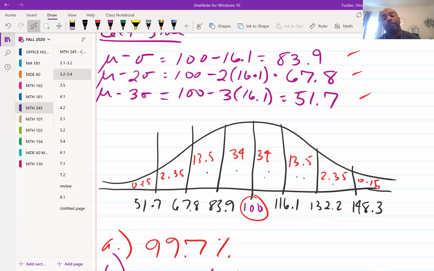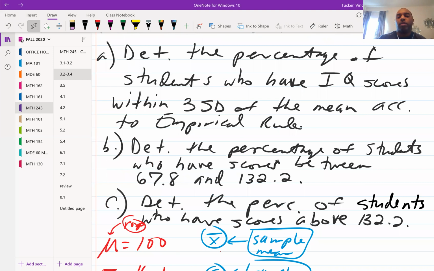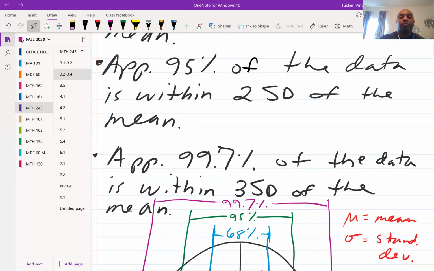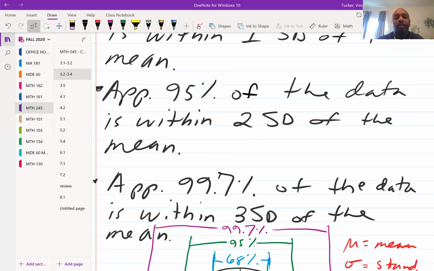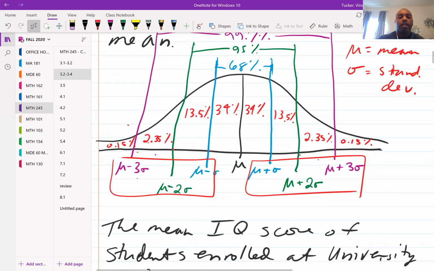So almost finished. So the first question, looking at letter A, it says determine the percentage of students who have IQ scores within 3 standard deviations of the mean according to the empirical rule. Now we didn't necessarily have to do all that calculation to find letter A. Going back to the empirical rule, approximately 99.7% of the data is within 3 standard deviations of the mean. And that's all they were asking.